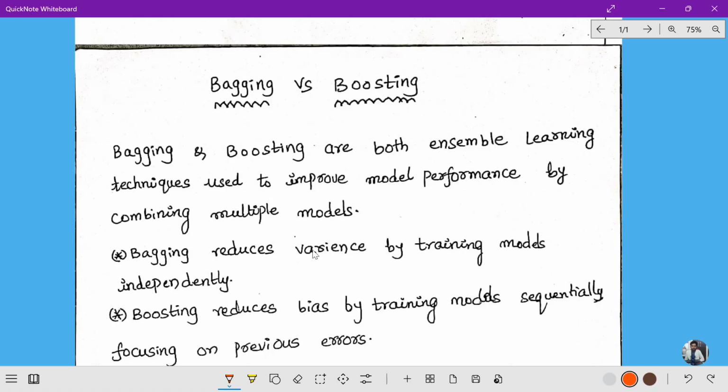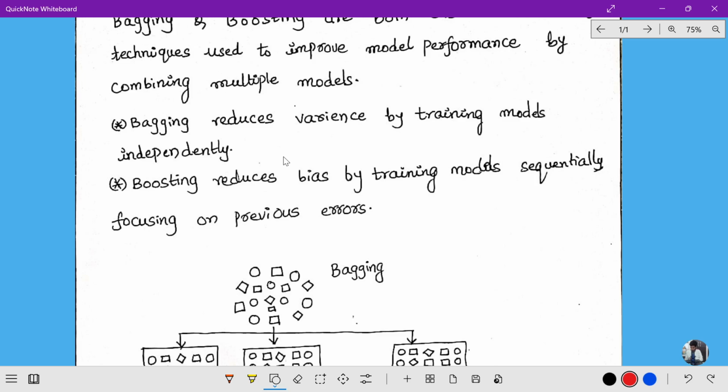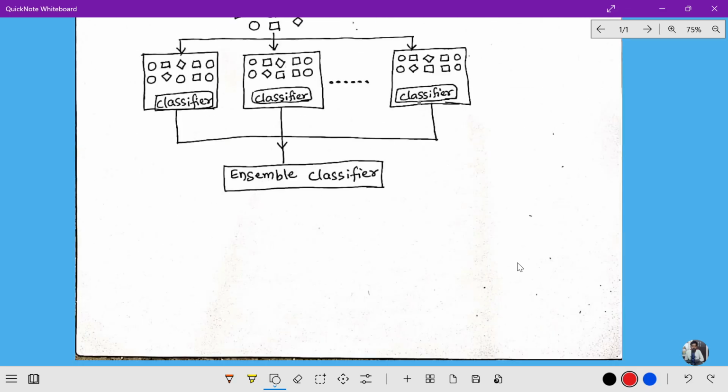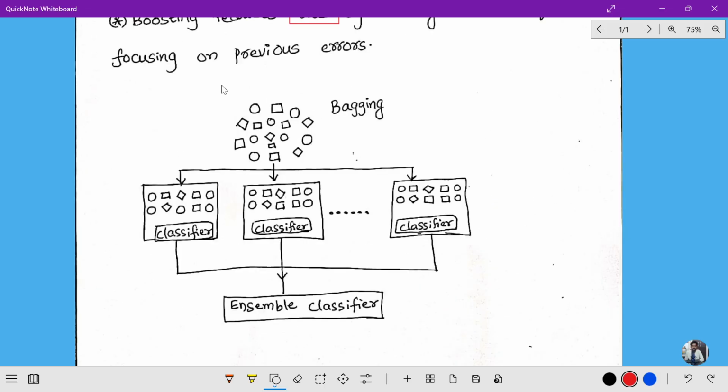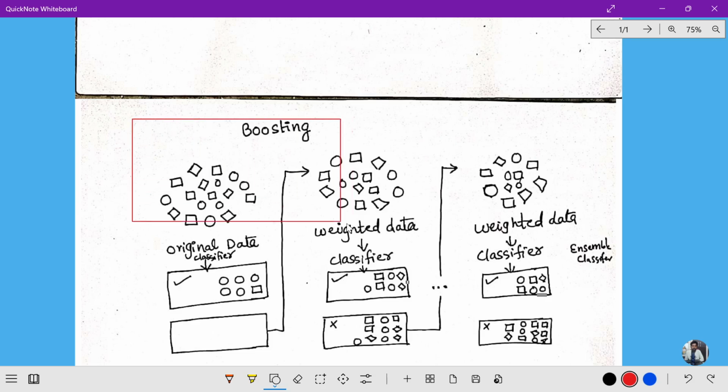Now this is also one of the most important points. What is the difference between bagging and boosting? Bagging and boosting are both ensemble learning techniques used to improve model performance by combining multiple models. Bagging reduces variance by training the models independently. Boosting reduces bias. So bagging reduces variance, boosting reduces bias. This is a diagram for bagging, which we already discussed above. And this is a diagram for boosting.